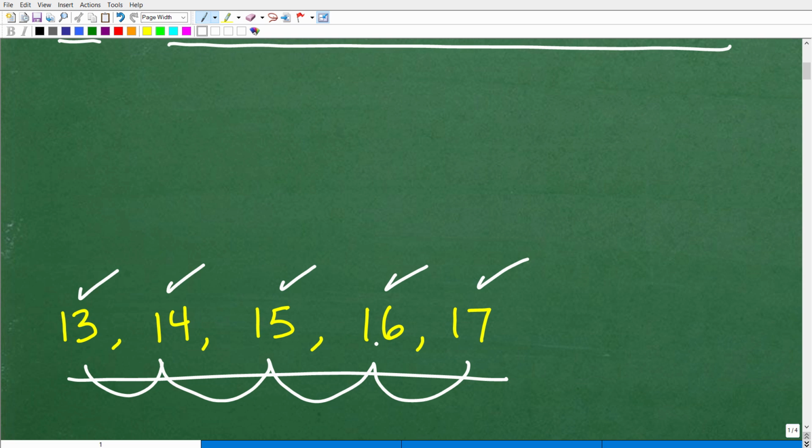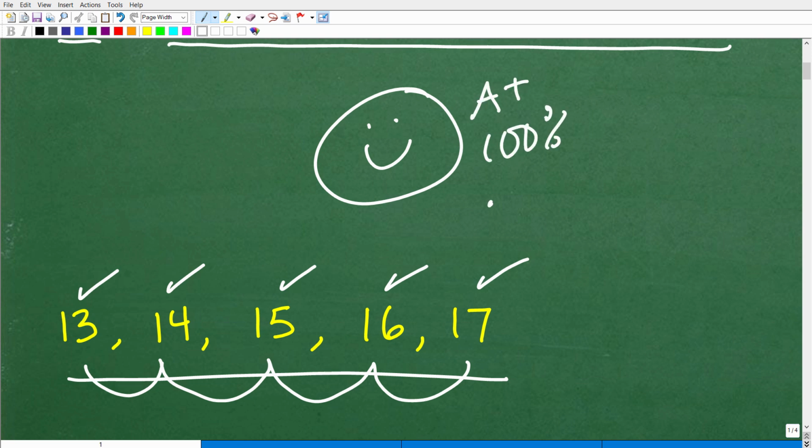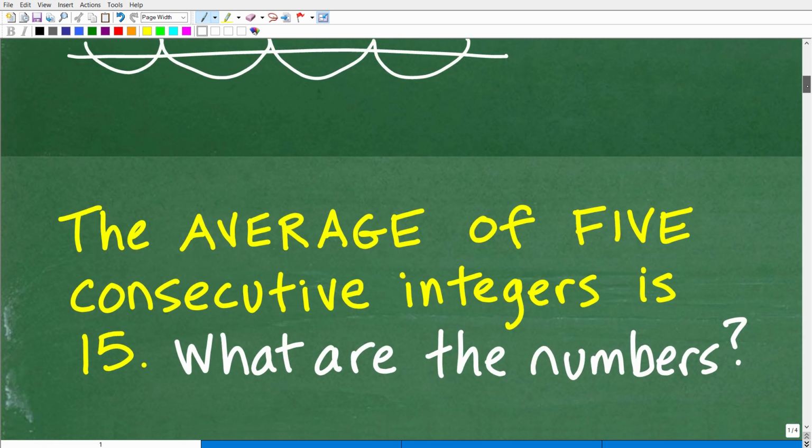So how did you do? Well, if you got this right, let me go ahead and give you a nice little happy face, an A plus, a 100%, and some stars so you can celebrate your success solving a nice math word problem. This math problem would be pretty typical in a pre-algebra or Algebra 1 course. So if you're taking a course that involves algebra, this is a pretty standard type of word problem that you could encounter. All right, so let's take a look at the actual solution right now.